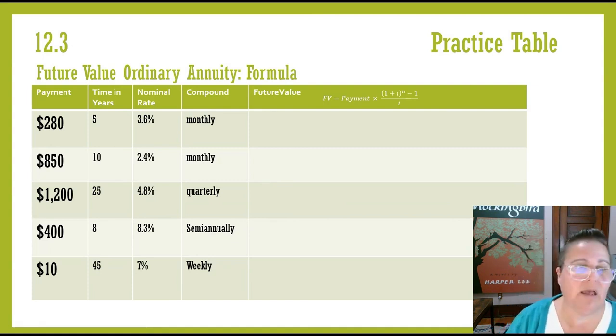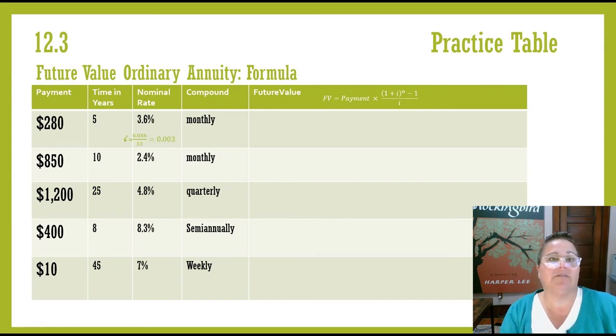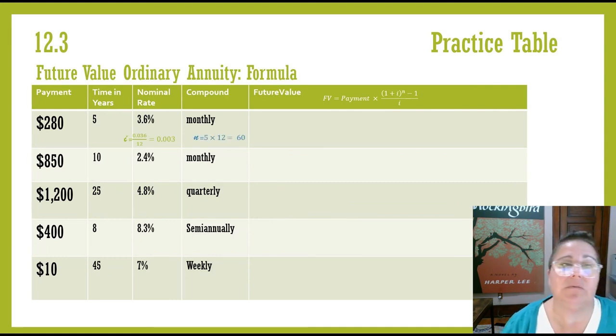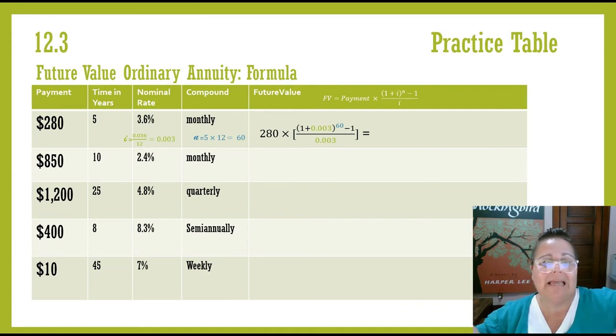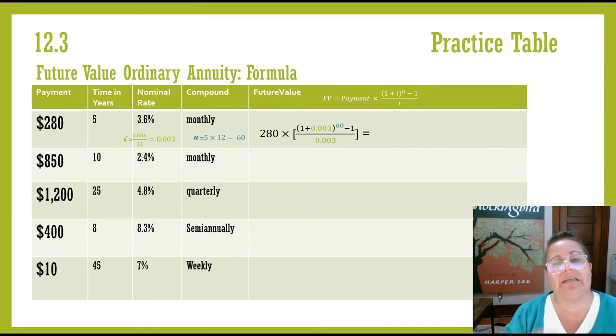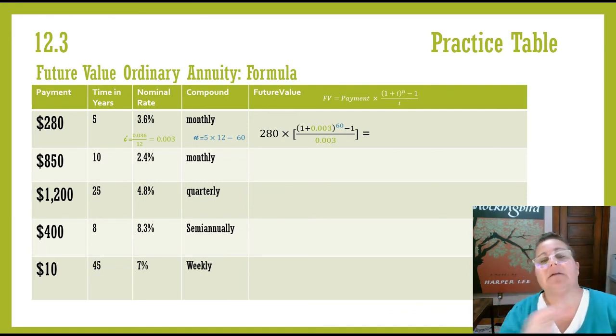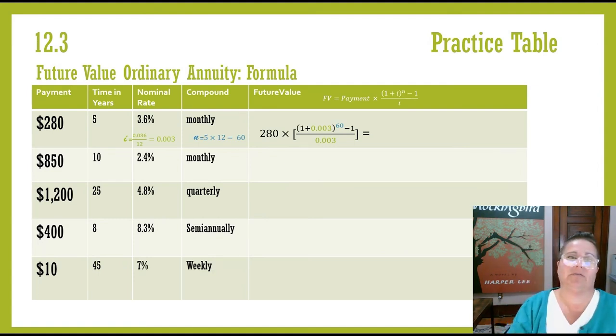Our I value then would be 0.036 divided by 12, or 0.003. Our N would be the 5 years times 12 times a year, or 60. This means that the future value would put 280 in the payments, 0.003 in the I value, and 60 as our N. Or 280 times, square brackets, 1 plus 0.003 to the 60th power minus 1. Divide all of that by 0.003.